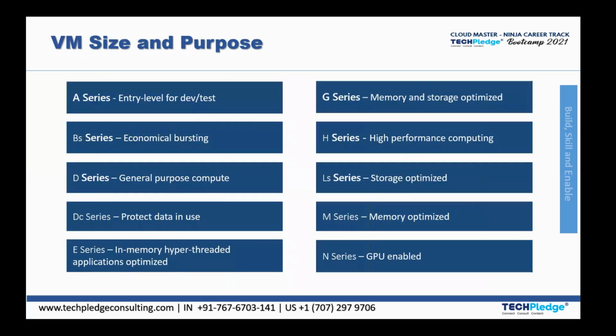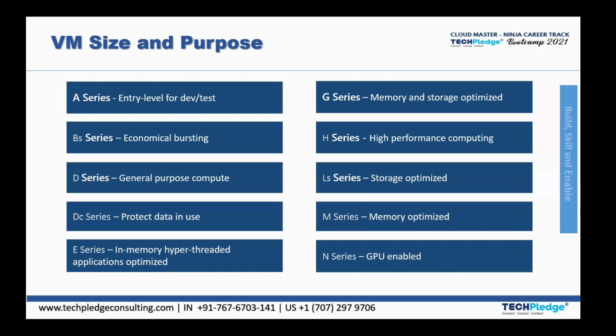Let's talk about sizing and purposes. So this is VM size and purpose. According to your purpose, select your size, and the higher the size, the higher the configuration, you would be charged more. There is the A series, which is entry level for development and testing. If you are up to development and testing, go for the A series. There is the BS series, which is economical bursting, with economical pricing. So you can go with that.